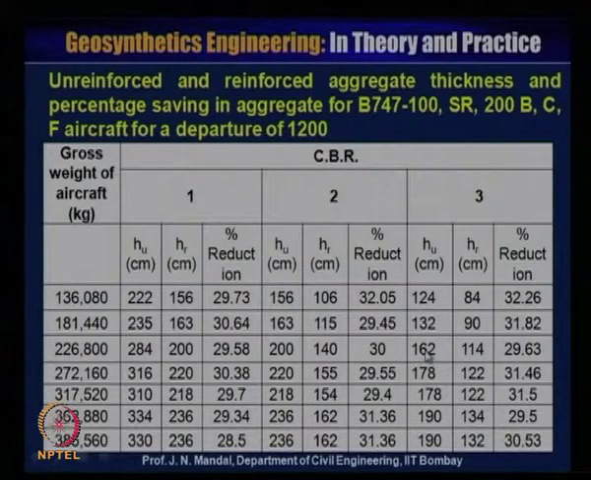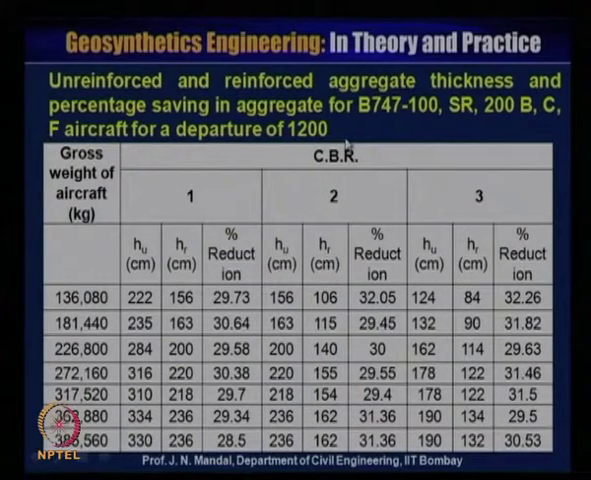So this design chart can be used. This table shows the unreinforced and reinforced aggregate thickness and percentage saving in aggregate for B747-100 SR 200 BC and F aircraft for a departure of 1200. Here you can see different gross weights are given, and when the CBR value is equal to 1, what will be the thickness for the unreinforced case, what will be the thickness for the reinforced case, and you can see the percentage of reduction is about 28.5 to 29 or 30% saving.